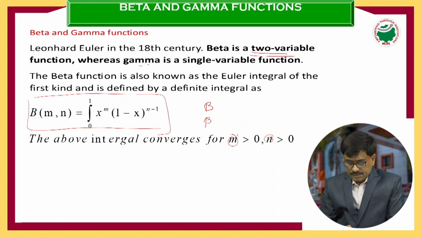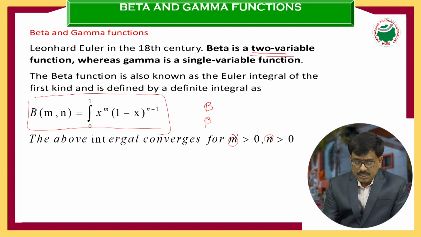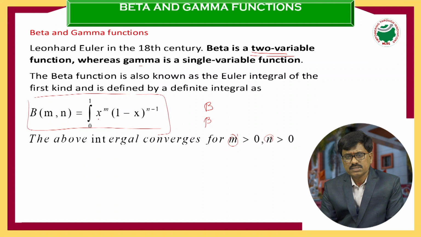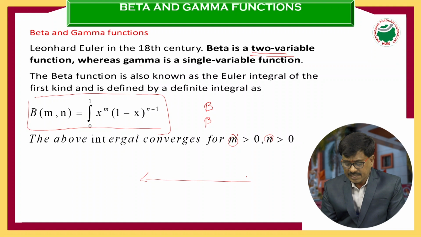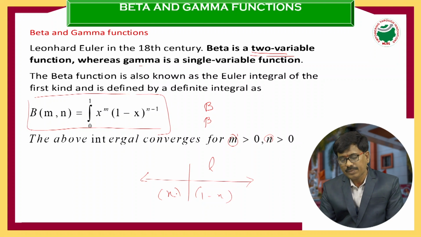For this beta function, let us see how it is applied in the engineering field. Actually, the beta function is an energy function. If you take any length of wire, let us assume the length L, and divide this wire into x, the remaining part will be 1 minus x. The first part is x, and the other is 1 minus x.